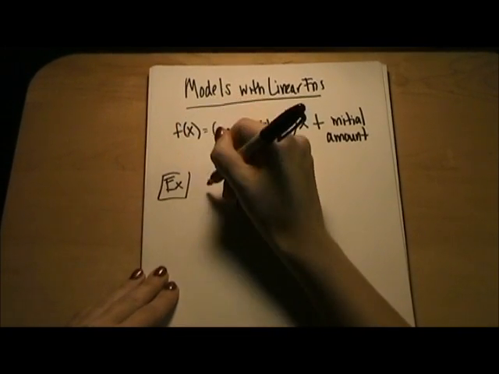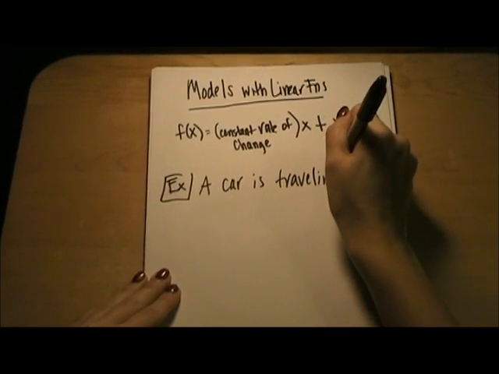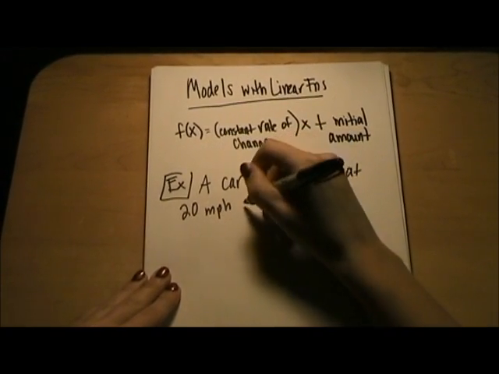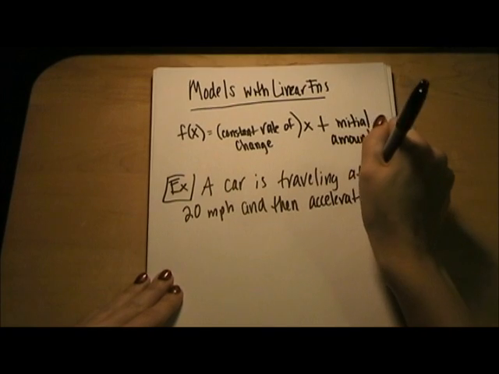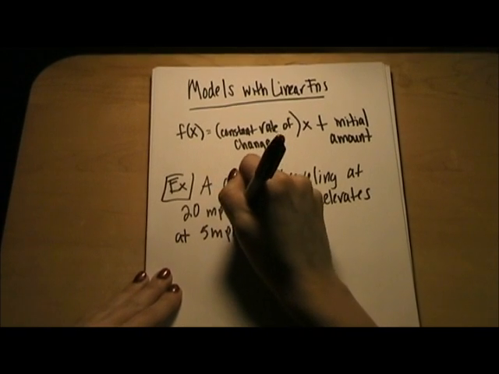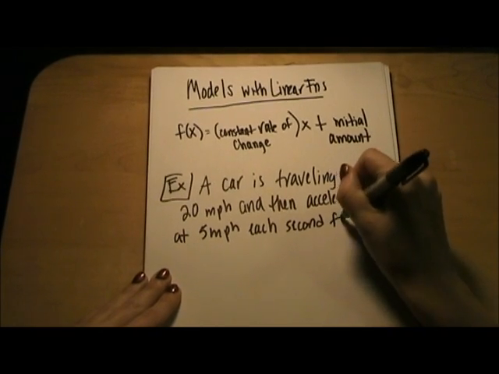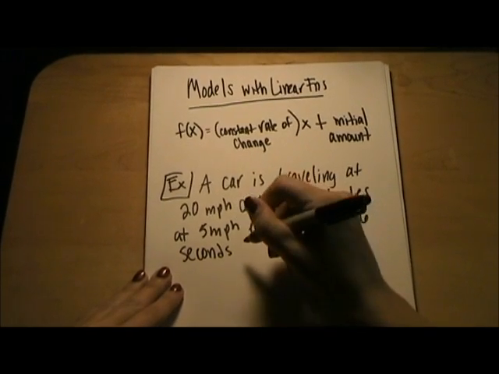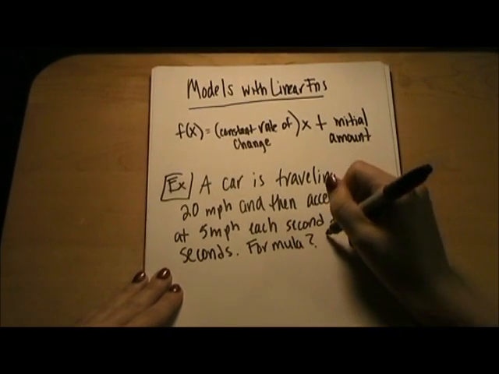So, for example, a car is traveling at 20 miles per hour and then accelerates at 5 miles per hour each second for 6 seconds. We want to know what the formula is, and we want to know the domain.